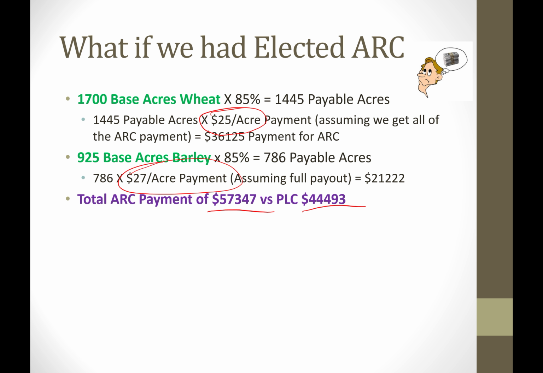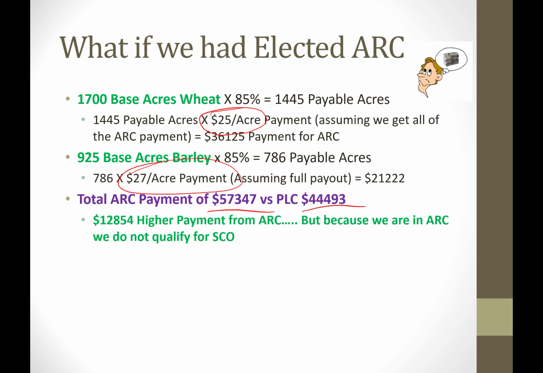So for this one year, we may have actually been better off in ARC from an FSA standpoint. But now what happens if we add our SEO coverage into that? In theory, I know I'm doing a lot of projecting here, but ARC probably paid $12,000 better than PLC for this crop year using the projections that we have. But remember, because we were in ARC, we couldn't be in the SEO program through the federal crop, right?